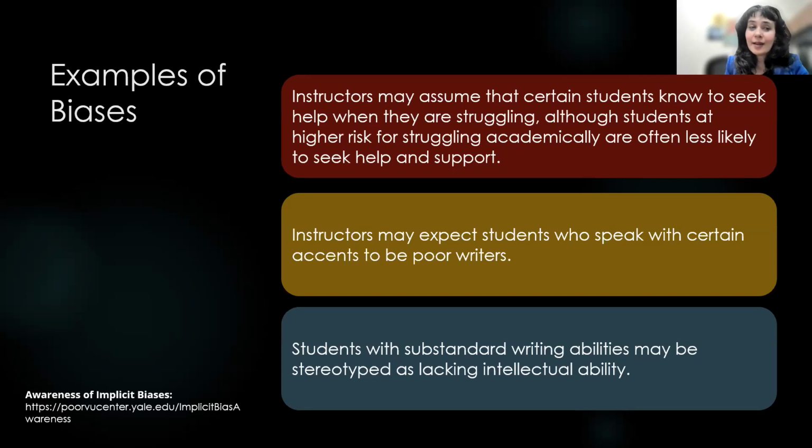Again, it's an assumption. Just because somebody speaks with an accent doesn't mean that they're poor writers. Also, another example, students with substandard writing abilities may be stereotyped as lacking intellectual ability. It's a horrible bias.